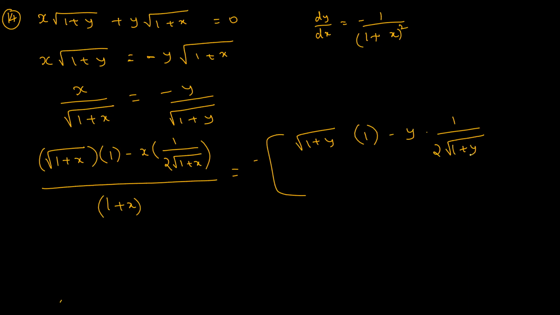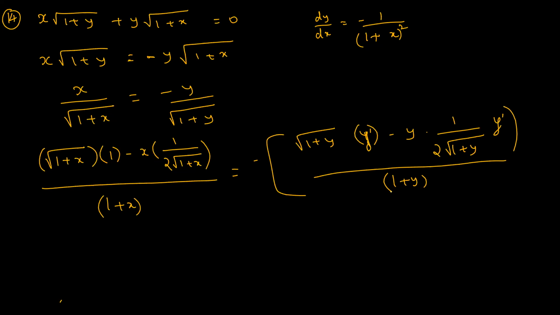So what else am I supposed to do? No, one minute, there is a mistake. Root of 1 plus y into, it is not 1, it is y dash. So y into 1 by 2 root of 1 plus y into y dash, the whole divided by 1 plus y. Make sense? So that I have y dash on one side. That's the reason I did it. So now tell me, what can you do?